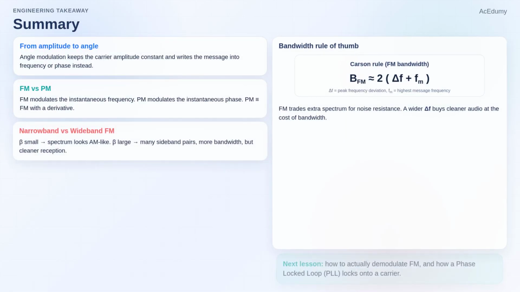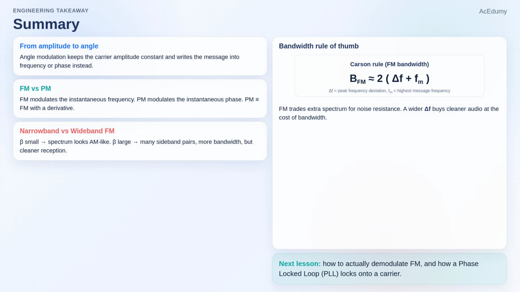To wrap up, FM and PM trade simplicity for noise resistance and quality. The bandwidth is no longer just twice the message bandwidth. A practical rule of thumb is the Carson approximation. The FM bandwidth is roughly twice the sum of the peak frequency deviation and the highest message frequency. So a wider deviation buys cleaner reception, but it always costs more spectrum.